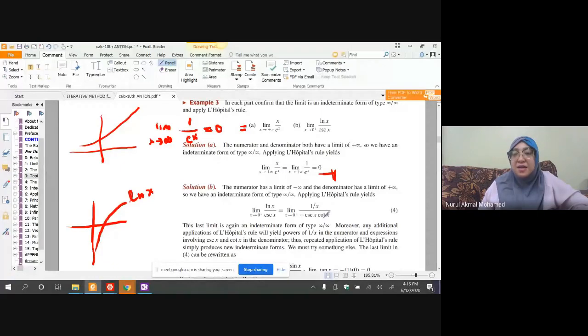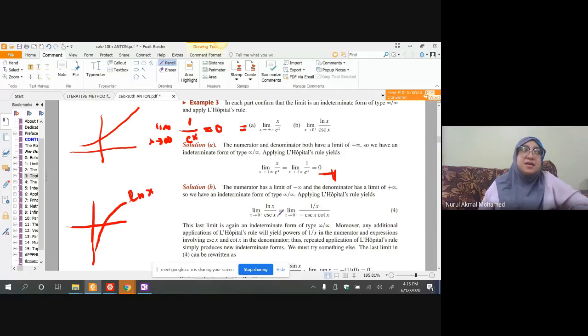Okay, but for this side, it is okay. Okay, and then what? Ln x, if you substitute x equal to 0 from the right hand side, it will give you negative infinity. Cosecant of x, what is cosecant?